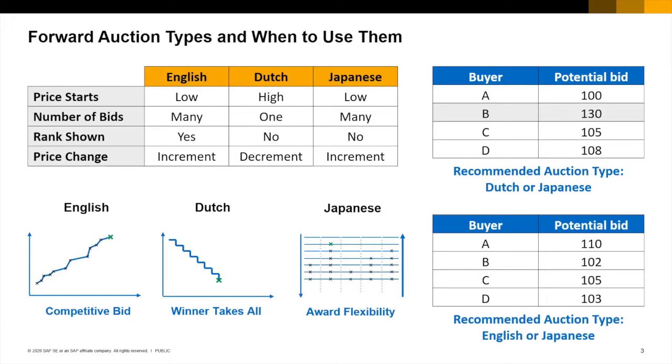Now the second scenario is much more competitive, so the English auction should work well. The Japanese auction harnesses the main benefit of both English and Dutch and probably maximizes the possible award option, but suffers the big disadvantage of not showing rank. Now, let's see a quick demo of the auction using the traditional English format.